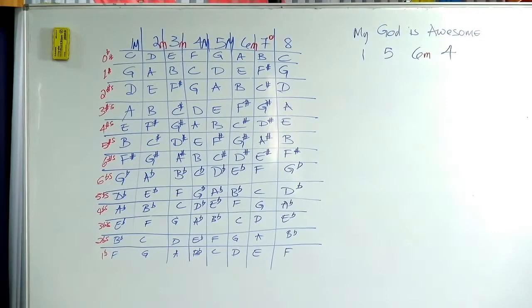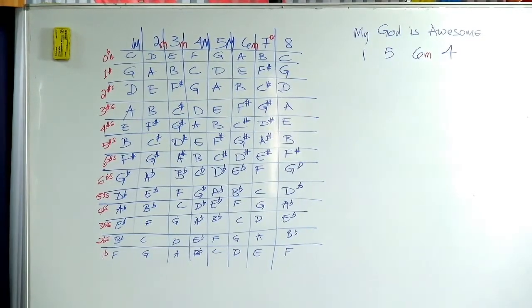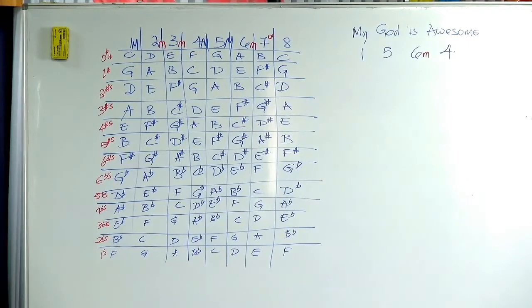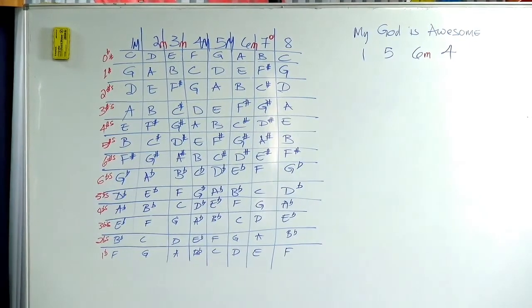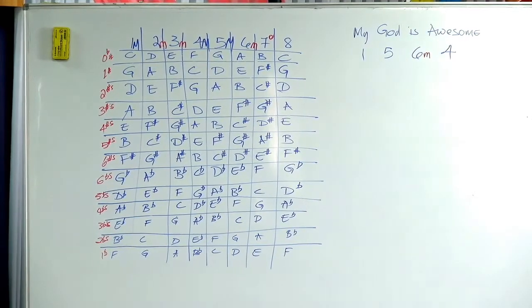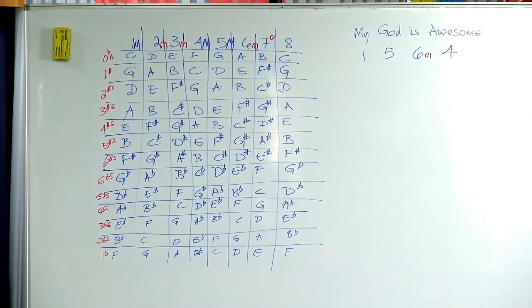F, and F is our last key because F now has only one flat, and in the cycle of fifths, the next one will be C. And we already did C, so we are good. So in the key of F, F is 1, C is 5, D minor is 6, and B flat is 4.